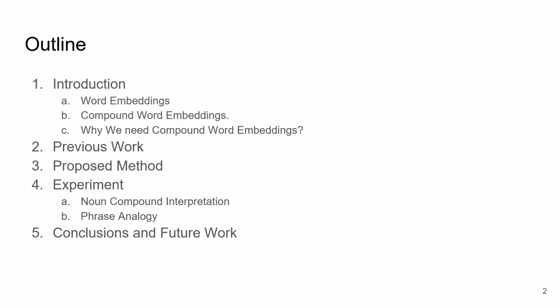Today's presentation is as follows. First, I will start with some introduction about word embedding, compound word embedding, and why we need to create compound word embedding. Then, previous work on compound word embedding and its limitations are discussed. Next, we present the proposed method to learn the representation of compounds. To analyze the effectiveness of the proposed framework, we will conduct experiments on two downstream tasks, namely noun compound interpretation and phrase analogy. Finally, I will wrap up the presentation with the conclusion and future work.